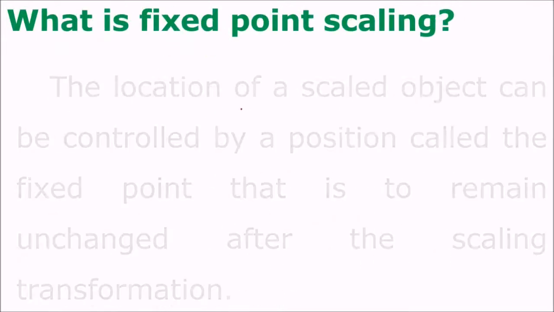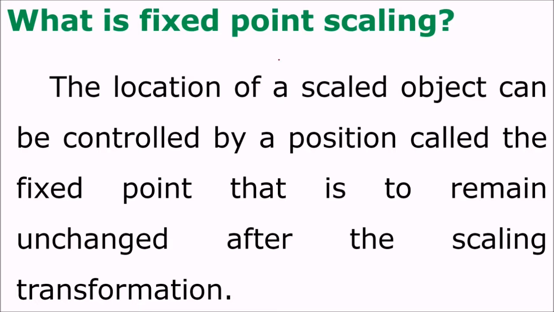What is fixed point scaling? The location of a scaled object can be controlled by a position called the fixed point, which remains unchanged after the scaling transformation. This is called fixed point scaling.